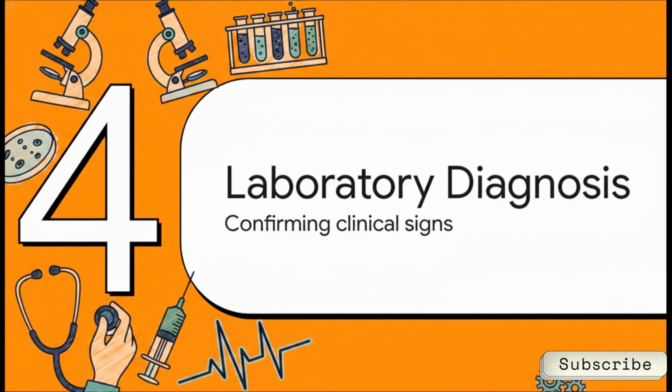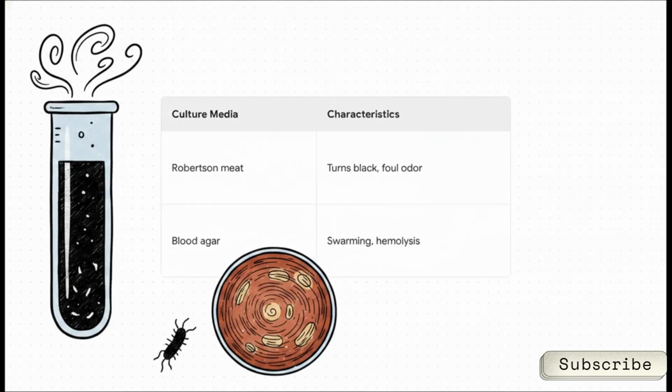Time to figure out how we confirm this in the lab. Now, while clinical diagnosis dictates that you start treatment immediately, examiners absolutely love to test the differences between laboratory culture media. If you inoculate Robertson cooked meat broth, Clostridium tetani, since it's a proteolytic bacteria, will digest the proteins. This turns the meat particles black and kicks off a very distinct foul odor.